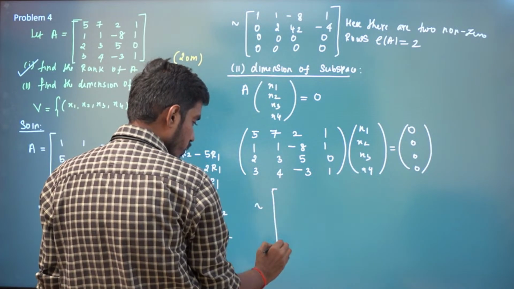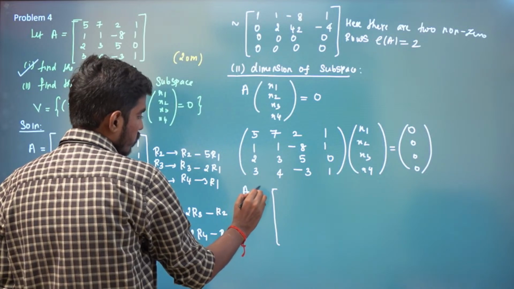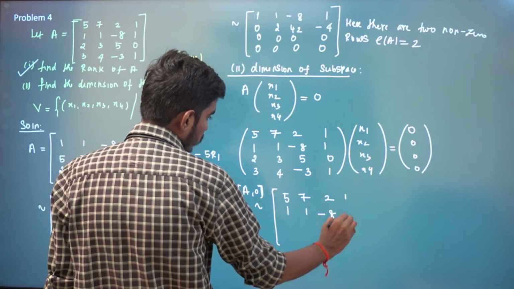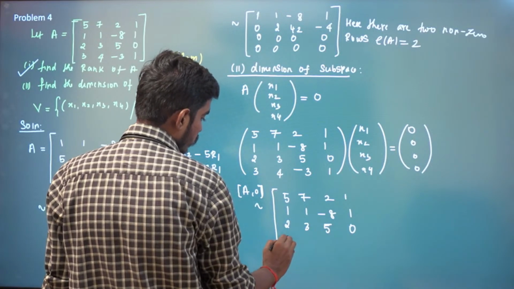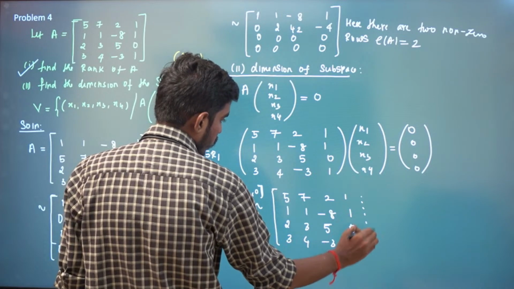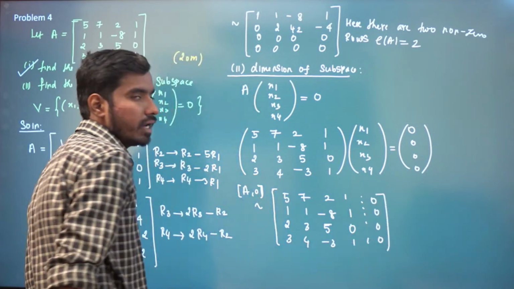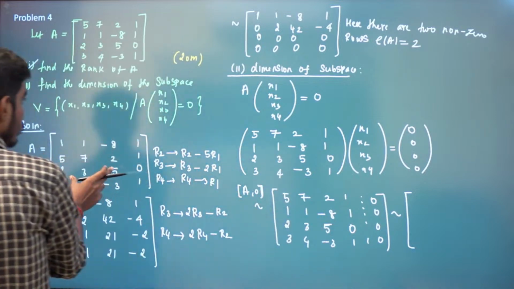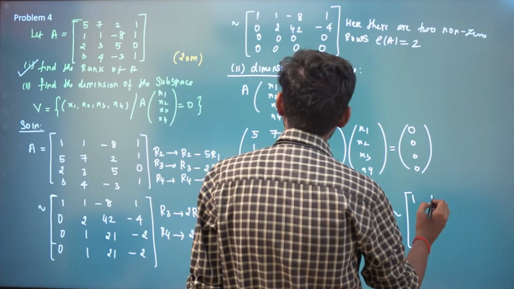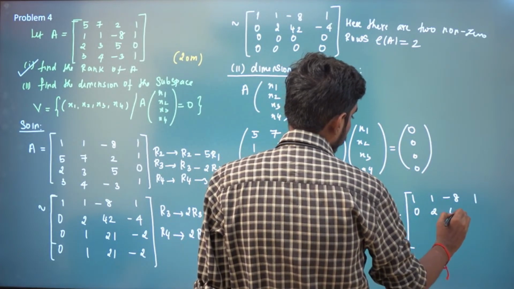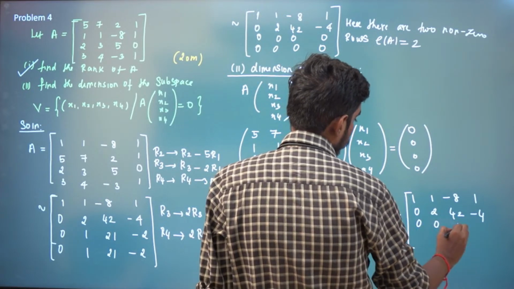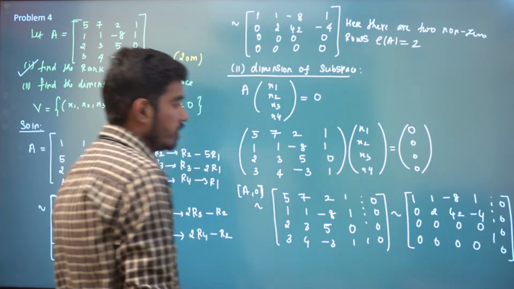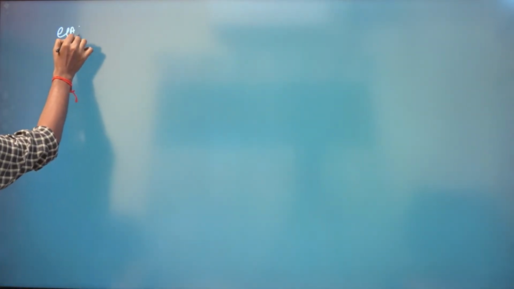So this reduces to finding the augmented matrix [A | 0]. The augmented matrix is 5, 7, 2, 1, 1, 1, minus 8, 1, 2, 3, 5, 0, 3, 4, minus 3, 1, then we have 0, 0, 0, 0. Here we need to reduce this to row echelon form. I can write this directly because this matrix is equivalent to, after reducing to row echelon form, 1, 1, minus 8, 1, 0, 2, 42, minus 4, and all zeros, with the last column 0, 0, 0, 0. So here we see that the rank of A is equal to 2.